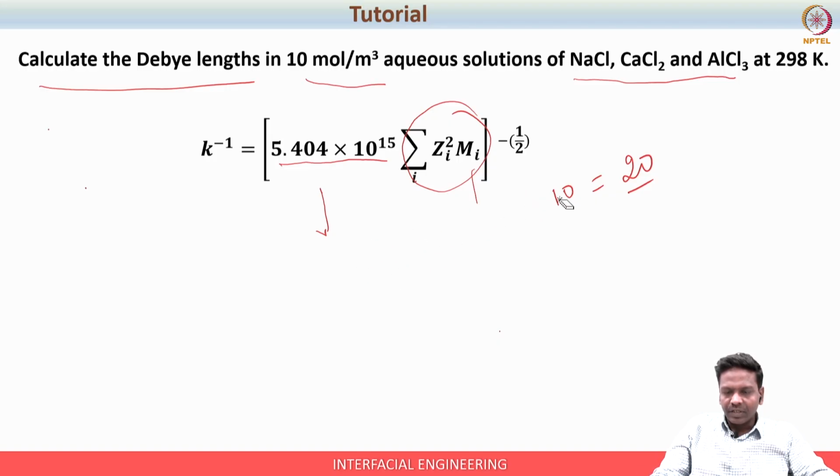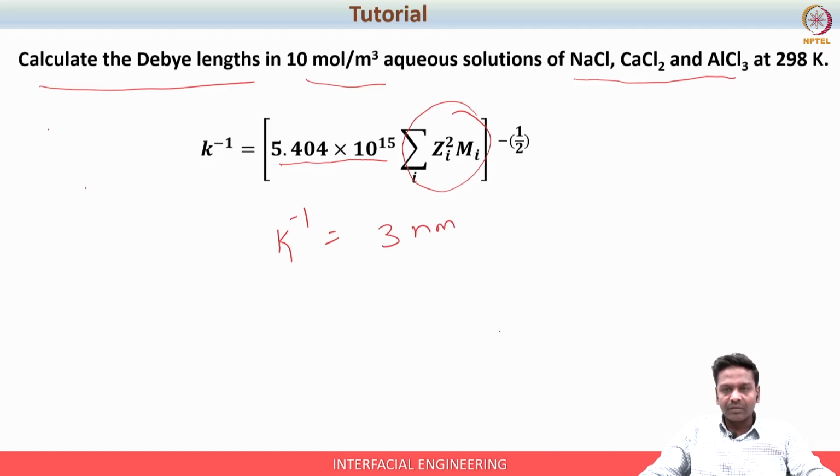In the case of the 1:1 electrolyte, we don't have to worry too much. So here the answer is K inverse is 3 nanometer, that is 3 into 10 power minus 9 meter. Right, so this is done.